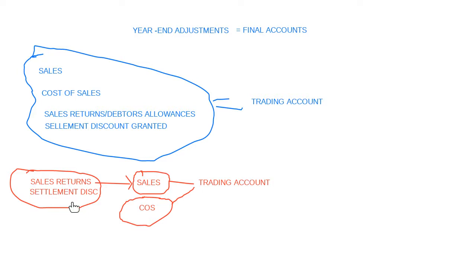But be careful, the sales returns and the settlement discount granted cannot be transferred directly to the trading account. So I just want you to get this, guys, before I can continue.